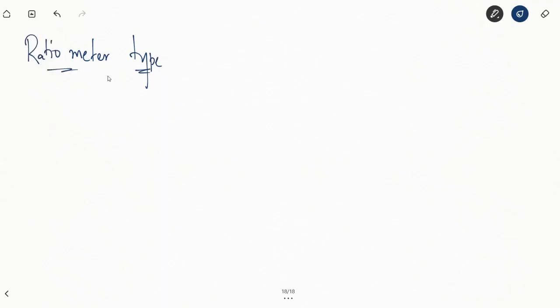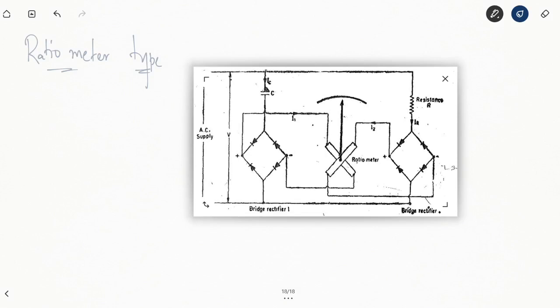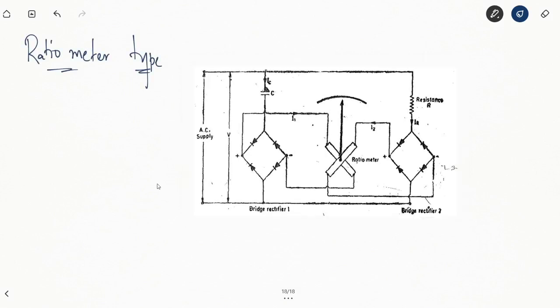So first of all, the construction. This configuration shows the constructional details of the ratiometer type frequency meter. You can basically see in this there are different coil segments, you have rectifiers, etc., and a capacitor. At the heart of this particular device, there is what is known as a ratiometer.